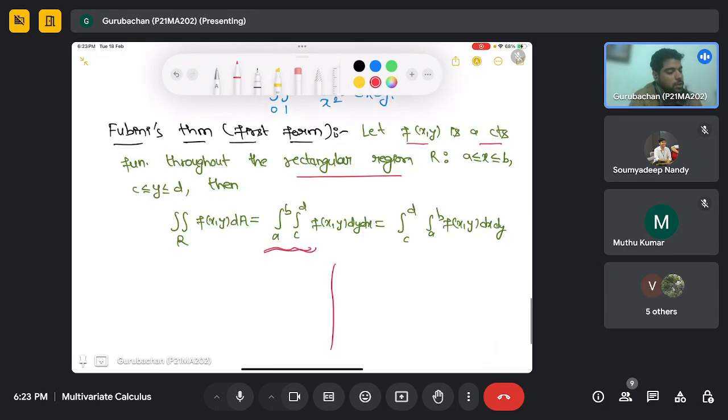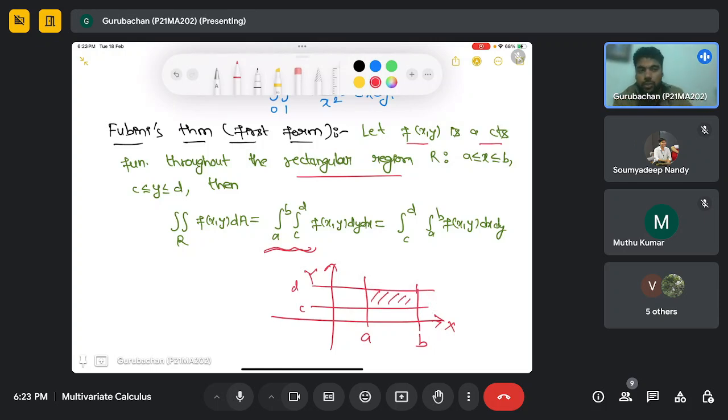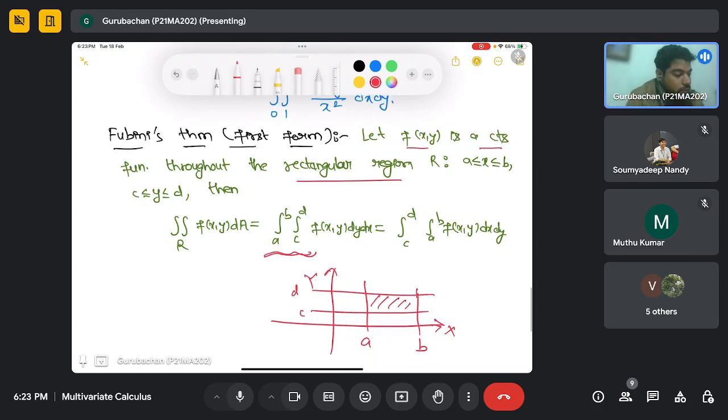So this is nothing but, I will draw it, x, y, this is some a, this is some b. I'm assuming a and b are positive. This is some c, this is some d. So over this rectangle, if f is continuous, and these a, b, c, d are constant, then we can say that we can switch the order of the integration and it will not affect our conclusion.